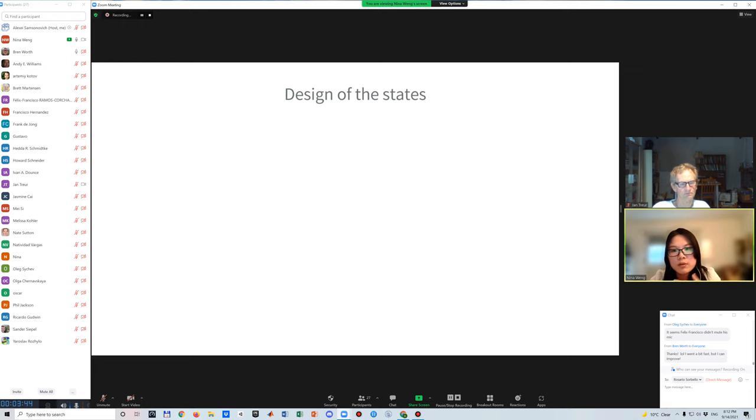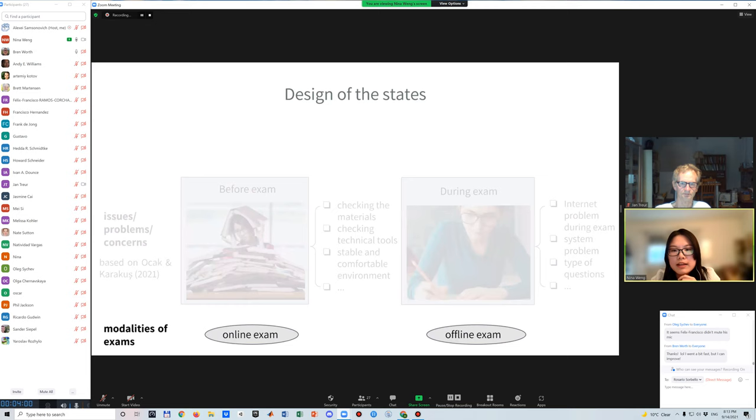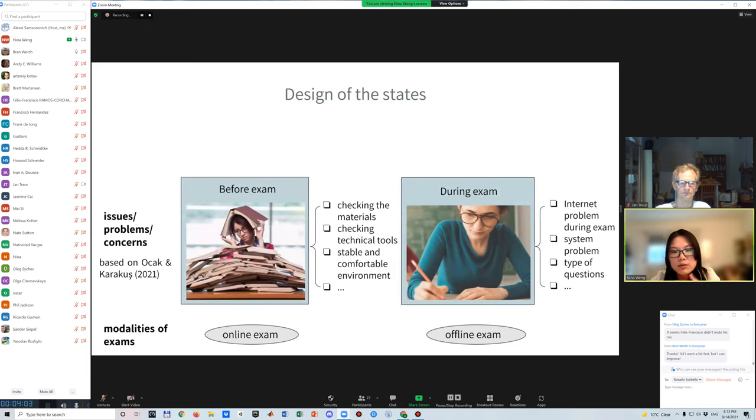So based on our knowledge about exam anxiety, as mentioned before, now we could think about how to design the states of this network model. First of all, we have two states that represent the modality of the exams, the online exam and the offline exam. And after this, we think about the issues or concerns that might happen, and we categorize them into two big groups, the before-exam issues and the during-exam issues. For example, before the exam, students might need to check the materials or technical tools. They might worry about whether the environment would be comfortable enough for the exam. And also during the exam, they might be affected by internet or system problems and so on.